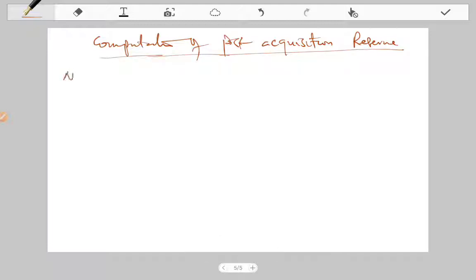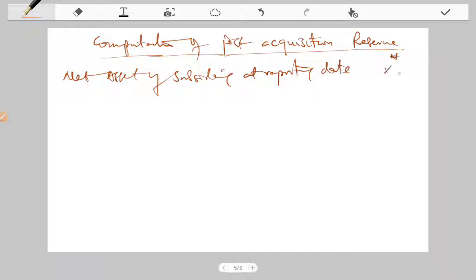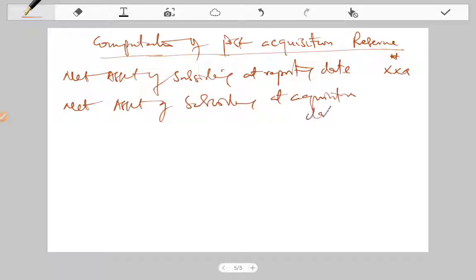The rule says it's going to be net asset of subsidiary at reporting date less net asset of subsidiary at acquisition date. And please be guided, your answer could either be positive or negative. So that is all we have.